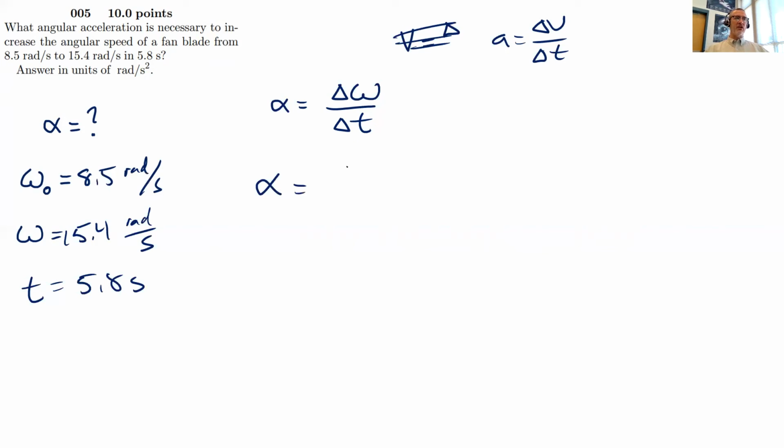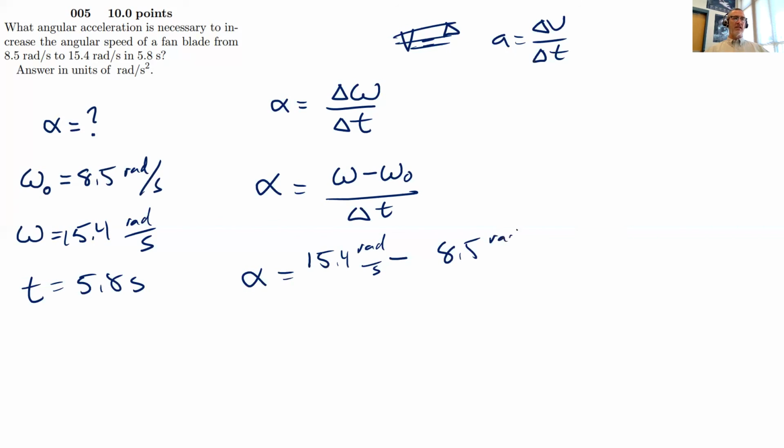And my change in angular velocity is going to be the final angular velocity minus the initial angular velocity divided by the elapsed time. So in this case, my final angular velocity is 15.4 radians per second minus the initial angular velocity of 8.5 radians per second divided by the total elapsed time, which is 5.8 seconds. You see the units are going to be radians divided by seconds, also divided by seconds. So that's going to give me units of radians per second squared.